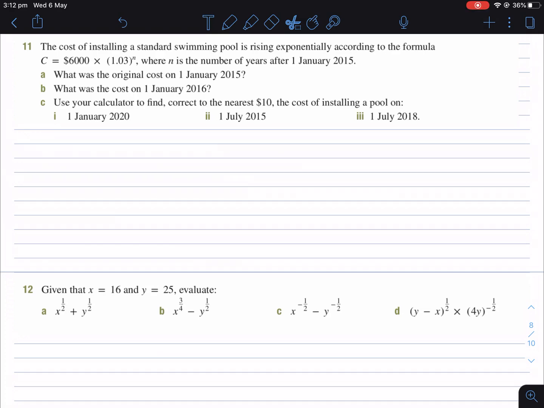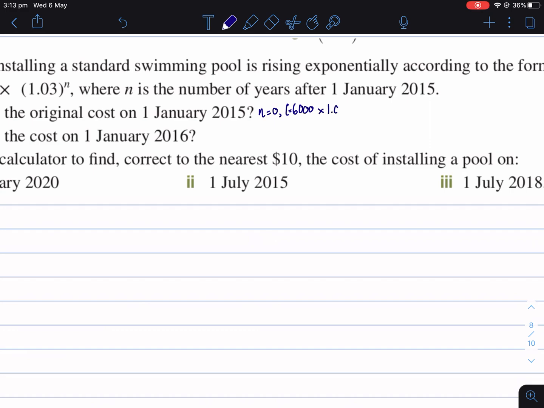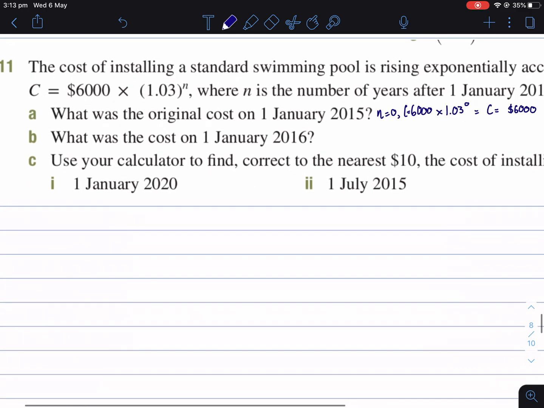So the cost of installing a swimming pool is rising exponentially according to the formula. What's the original cost? Well, you can probably fairly easily see the original cost is when n equals 0. So we've got C equals 6,000 times 1.03 to the 0. The 1.03 to the 0, what is that? Well, it's 1. So we've just got C equals $6,000. Whenever you've got a question like this, the initial cost is always just the first number, okay?